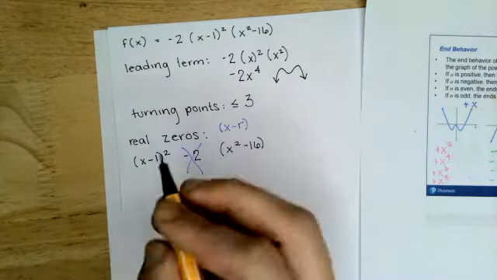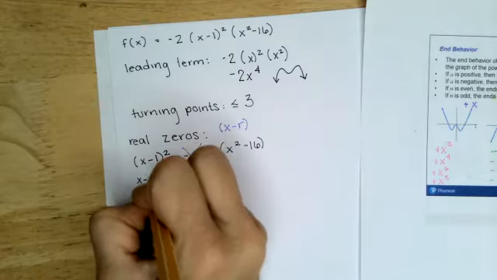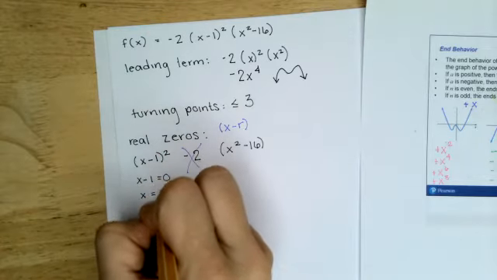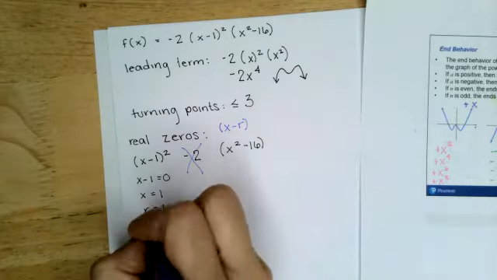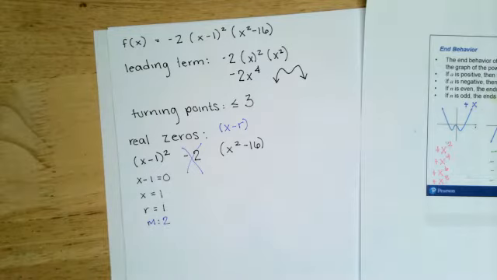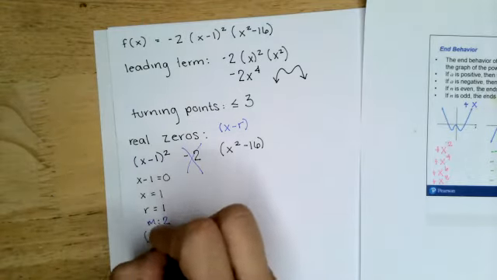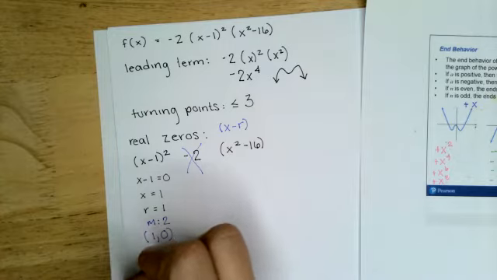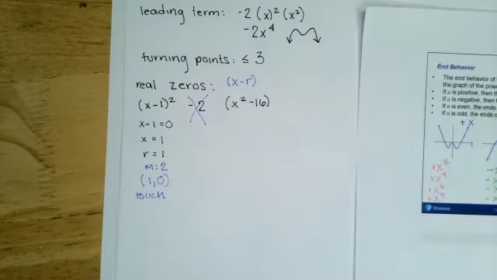X minus 1, that's pretty straightforward, right? X minus r is your real 0. X minus 1, set it equal to 0. X is a positive 1, so my r here is a positive 1. It's raised to the 2nd power, so it's a multiplicity of 2. Is that okay? All right, just like usual, right? So that point is 1, 0, and it's going to touch there.